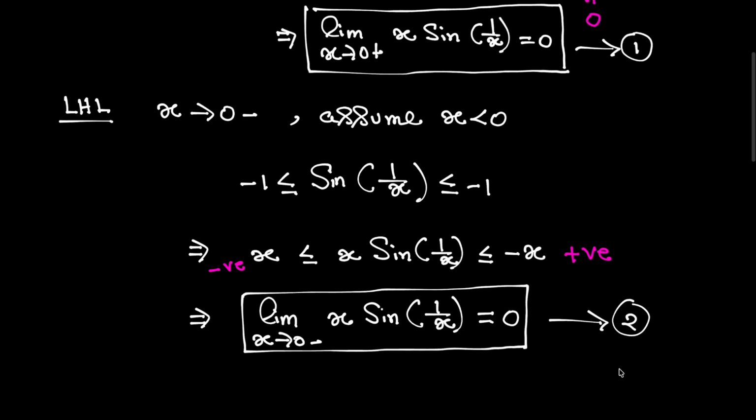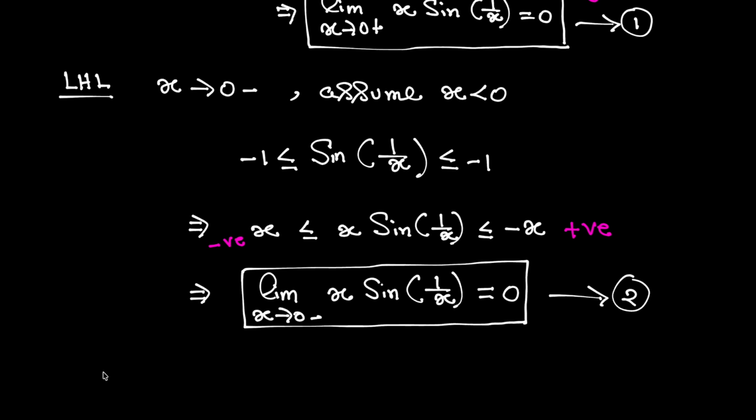Now as both the left hand limit and the right hand limit are equal and 0, therefore we conclude that limit x tends to 0 of x sine of 1 by x is also equal to 0, and this is our final answer.